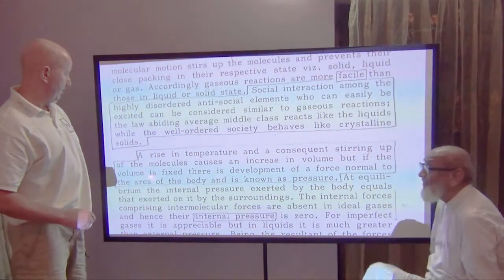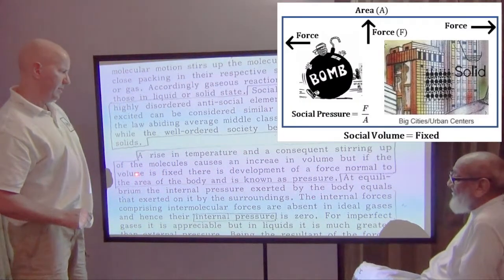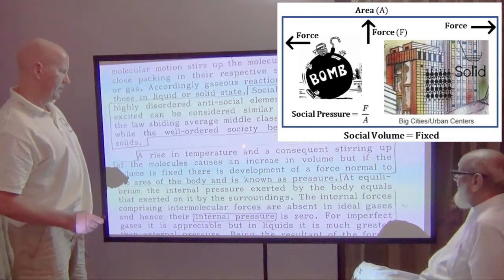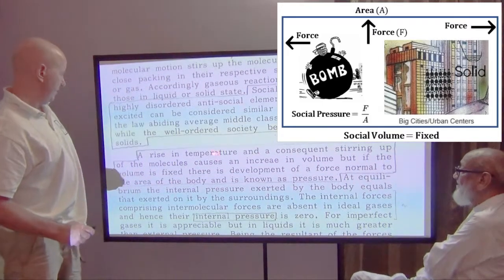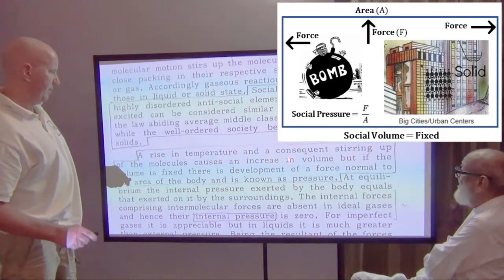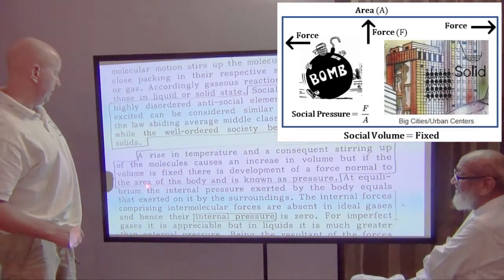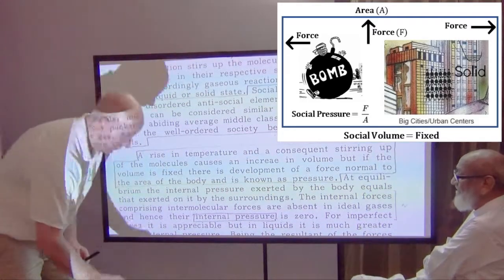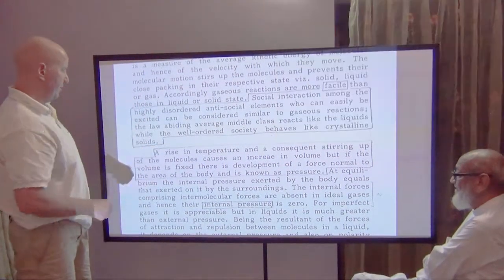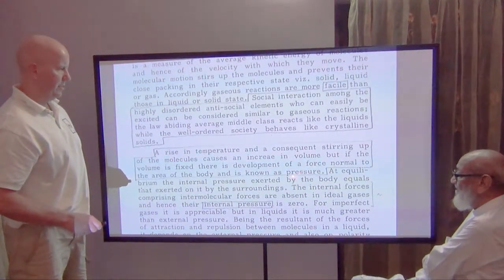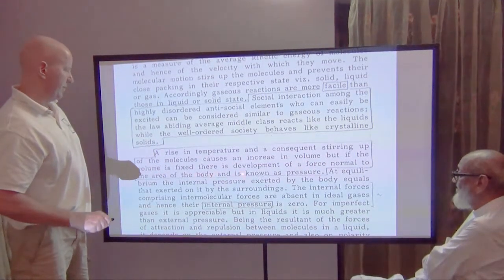Okay, let's do an example where the volume is fixed. See right here, you talk about the volume being fixed. A rise in temperature and consequently stirring of the molecules causes an increase in volume. But if volume is fixed, there is development of a force normal to the area of the body, and it is known as pressure. So let's just hear an example of this in your mind in terms of a sociological example, where a force normal to the body at the surface is known as pressure.